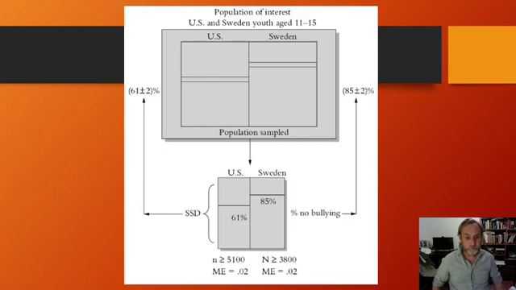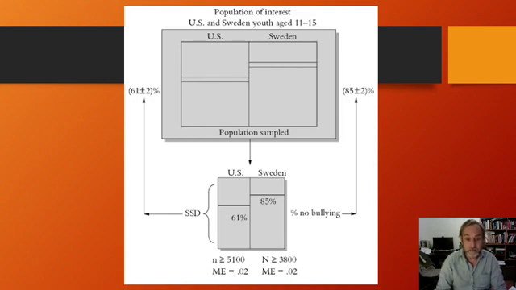So here is the chart, if you were to draw it out. You've got US on the left, Sweden on the right. Then on the top is the real world population. Down at the bottom, we've got our sample.